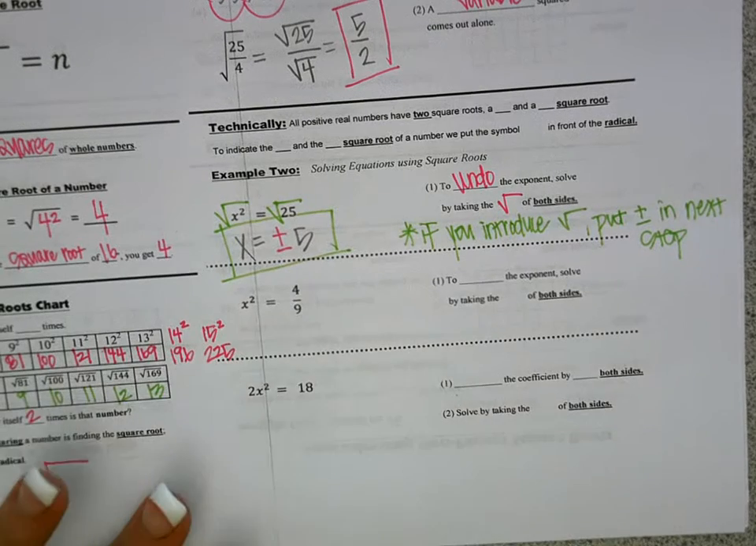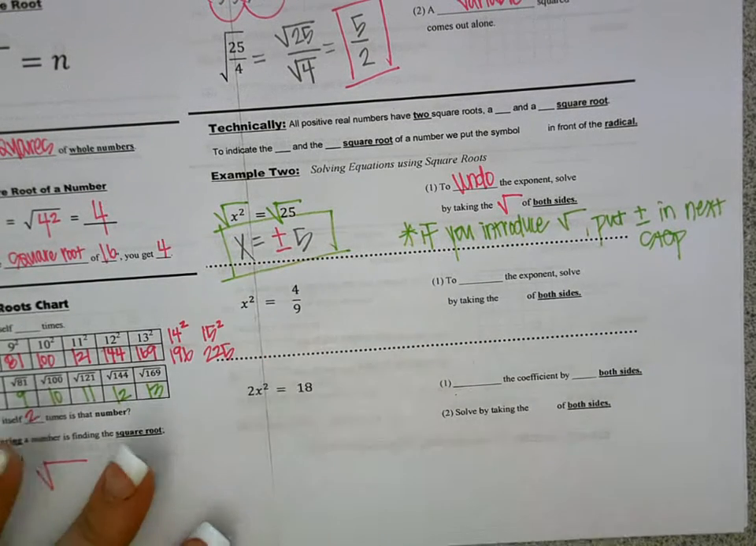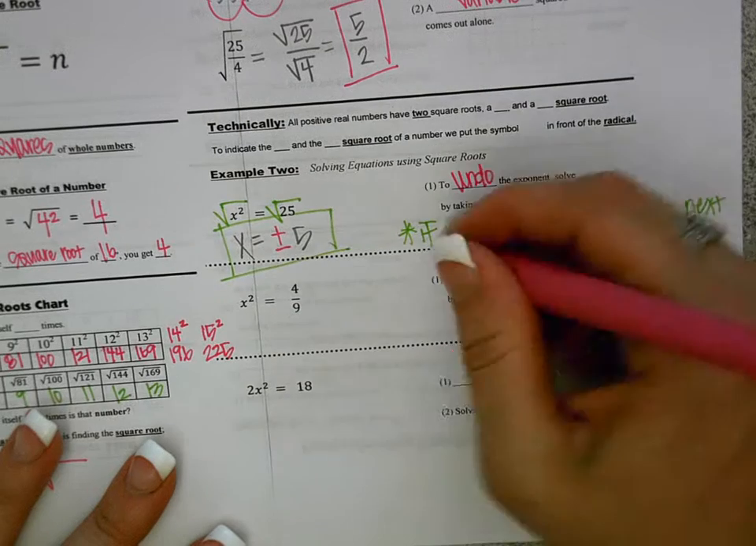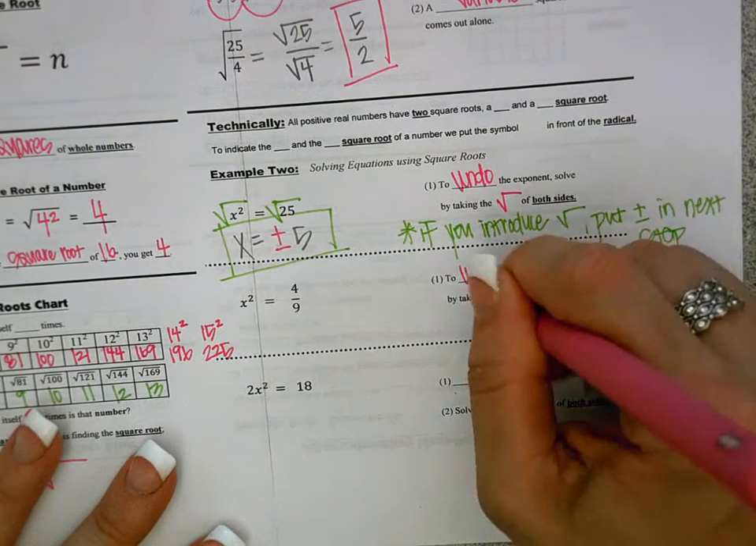Okay, next one. How about if I wanted to solve x squared equals 4 over 9? How do I undo the exponent? What do you do? Take the square root of both sides.